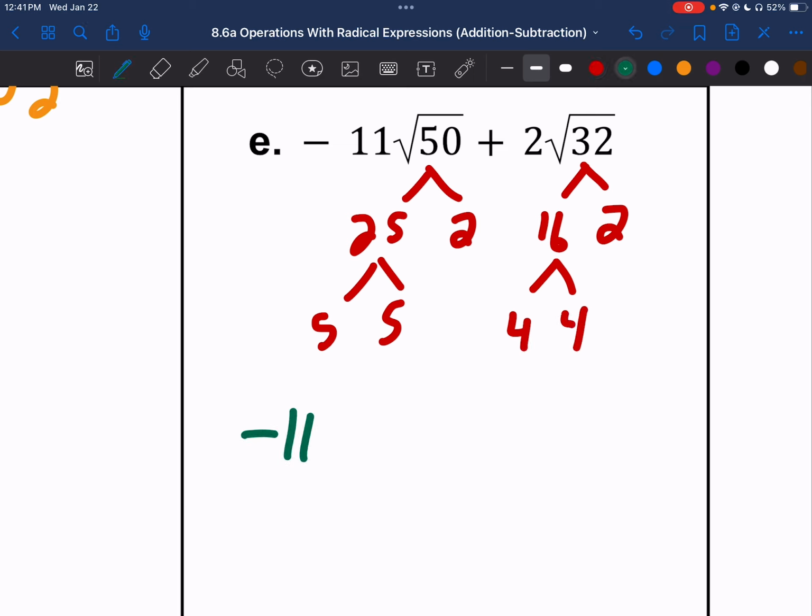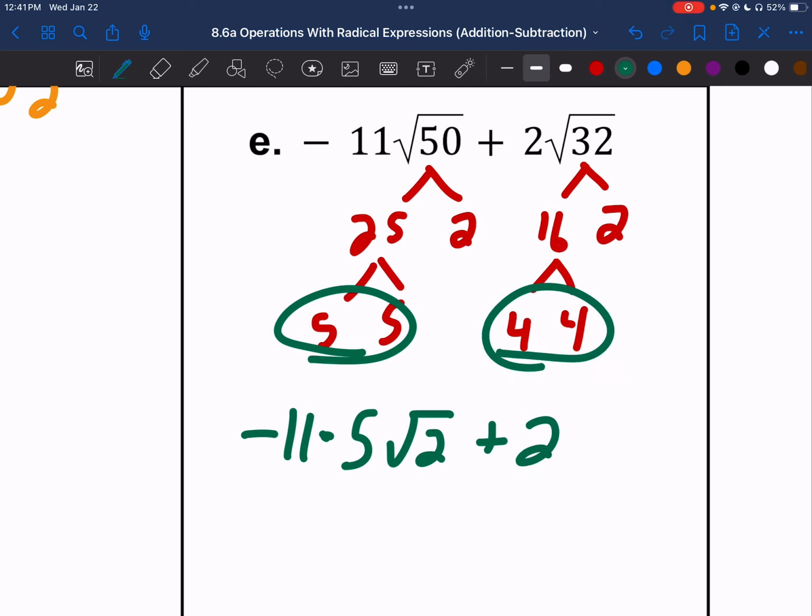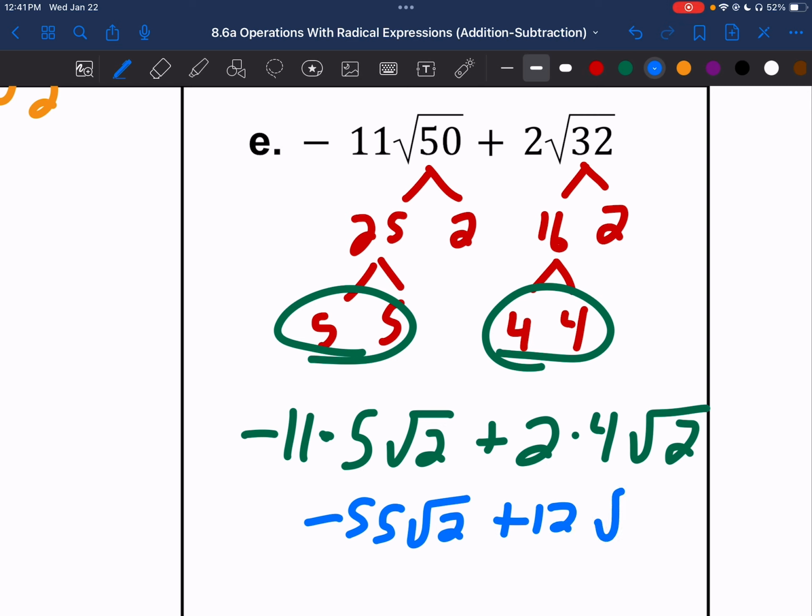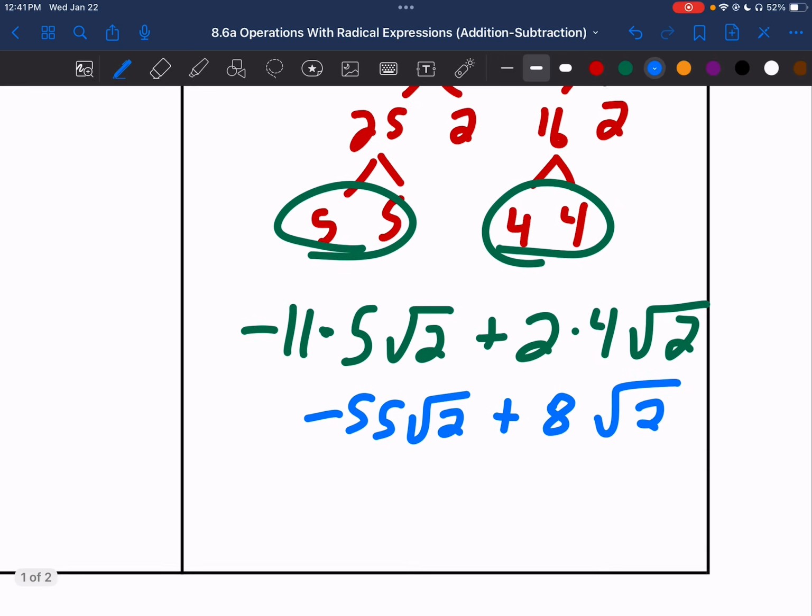So we have negative 11 times, we bring out a 5, and we're left with the square root of 2. Plus 2, we bring out a 4, and we're left with a square root of 2. Do our multiplication. We've got negative 55 square root of 2 plus, not 12, 8 square root of 2. So negative 55 plus 8 is going to give us negative 47 square root 2.